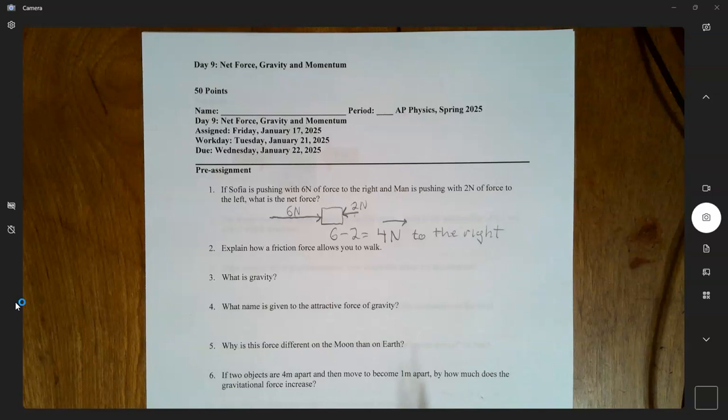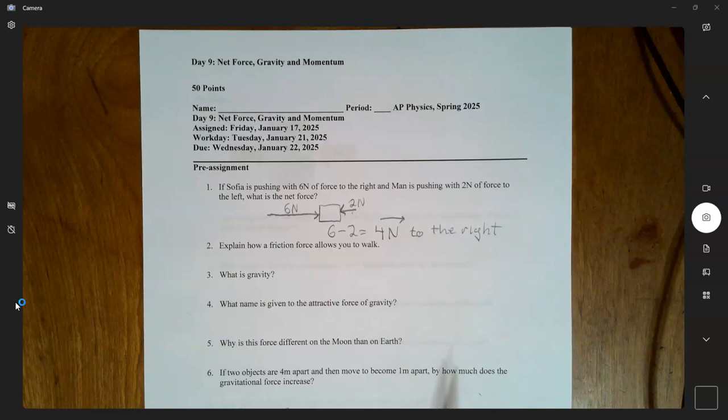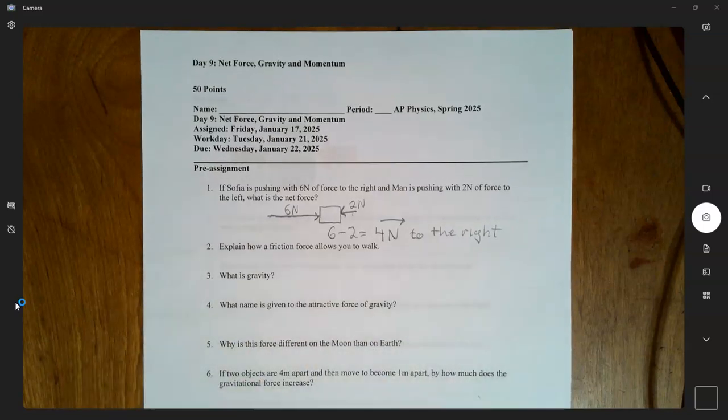Explain how friction force allows you to walk. I want you to write it, put it in your own words. As your foot pushes on the ground, there is a friction force. A friction force is a force of resistance between two objects touching each other. As your foot touches the ground, there's a resistance, and as your leg muscles push your foot backward, it sticks to the ground.